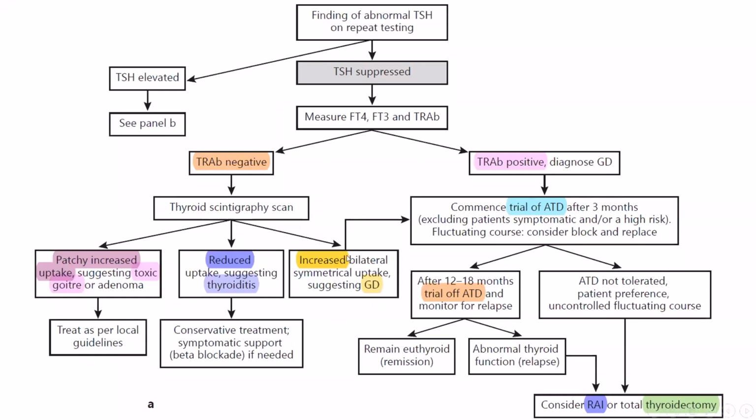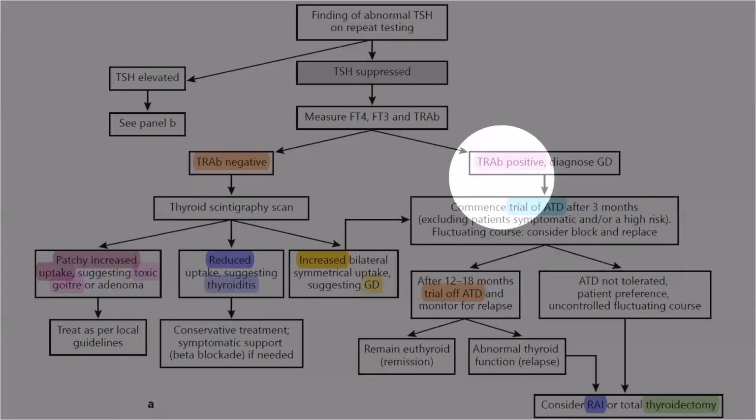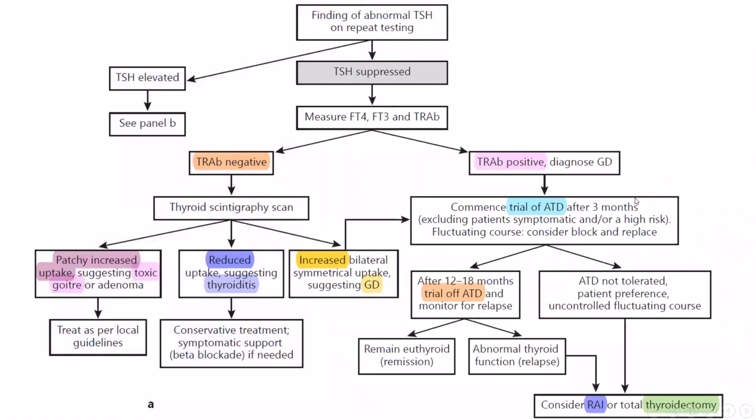If the uptake is elevated, this is a case of Graves' disease, and I will go to the positive TSH receptor antibody algorithm. If the TSH receptor antibody is positive from the start, this is a case of Graves' disease. In this situation, I give a trial of antithyroid drug after 3 months of low TSH. So the treatment should be started after persistent hyperthyroidism for 3 months, except if the patient is symptomatic or at high risk of side effects or cardiovascular disease, like a patient with cardiovascular disease or a pregnant female.